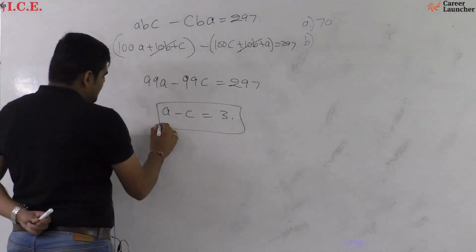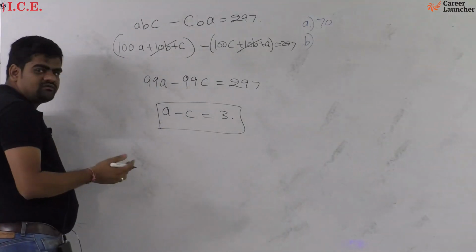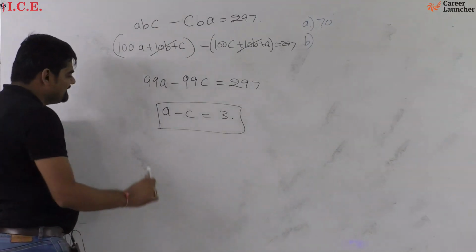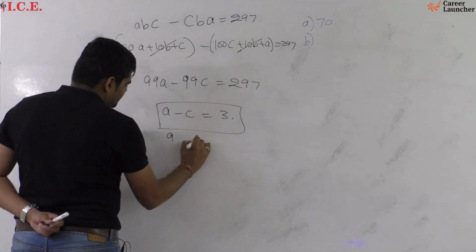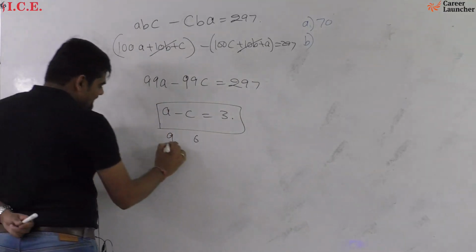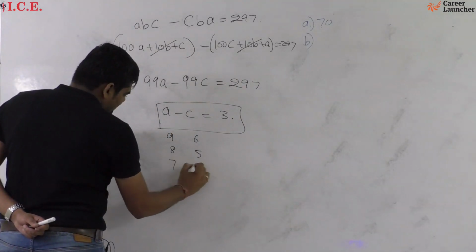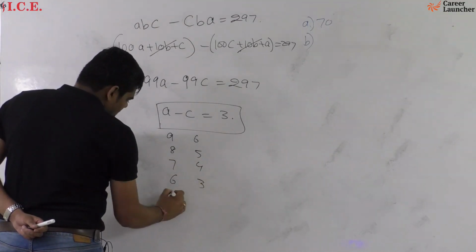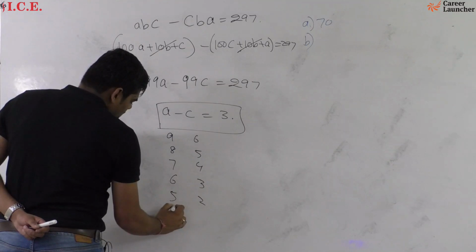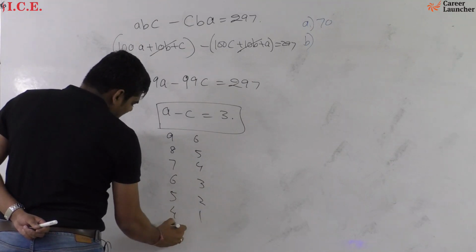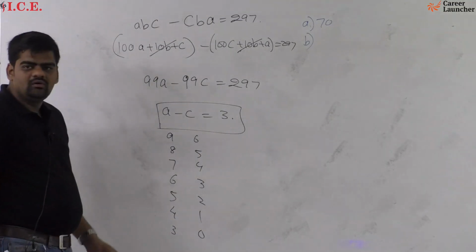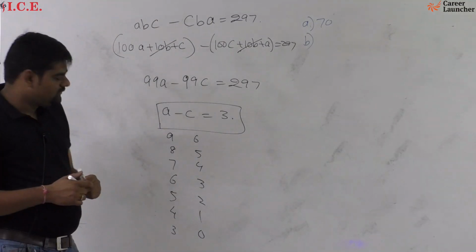So what is the value of A or C? They are single digit numbers. So can I get the values as 9 and 6? I can get 8 and 5, 7 and 4, then 6 and 3, 5 and 2, 4 and 1. Will the value be 3 and 0? Yes or no? 3 and 0.